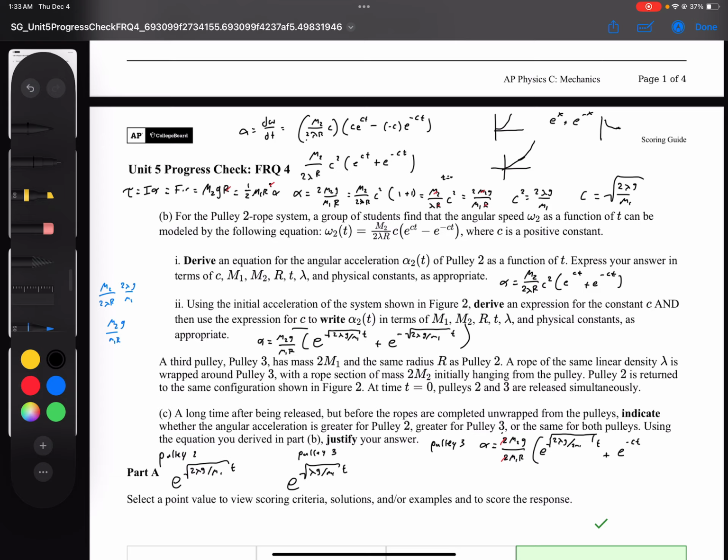I guess one thing that can be thought about is, let's imagine that the pulley was really, really small, or it had a very low mass. Then the angular acceleration would increase tremendously. But basically, the answer is that it's not a linear relationship. That's just how it is.